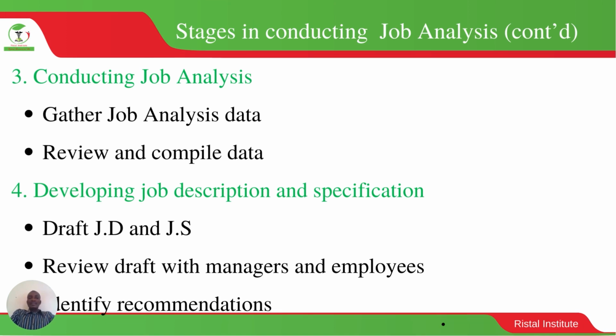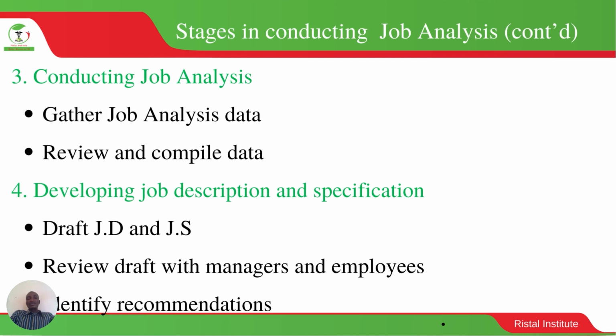The second activity to be done under developing the job description and specification is to review the draft with the managers and the employees. It means what you have drafted, you need to review it with your managers, because they might have some inputs. Don't work alone. If you review it with them, they will look through the work, identify some gaps, and maybe fill them. Alternatively, they can add to the information you already have to make it a little bit wider. So that is the activity to be done under the developing stage.